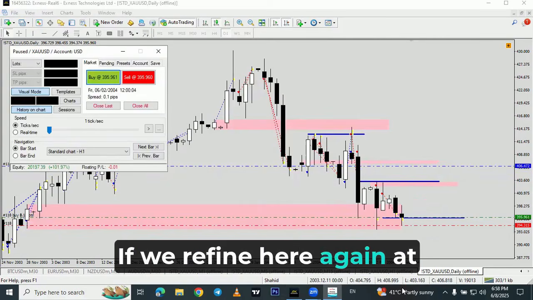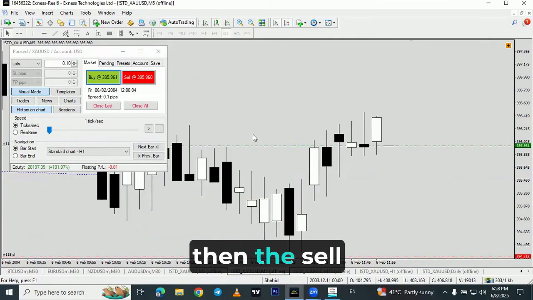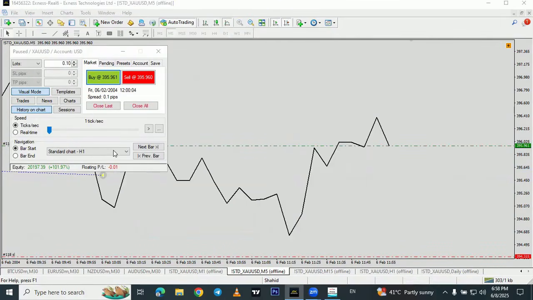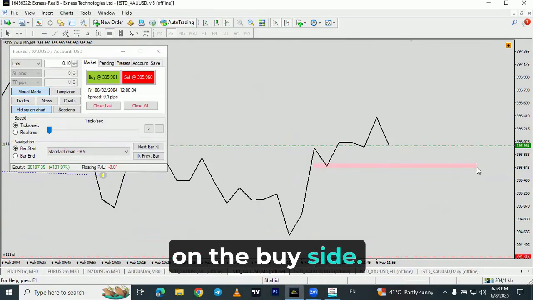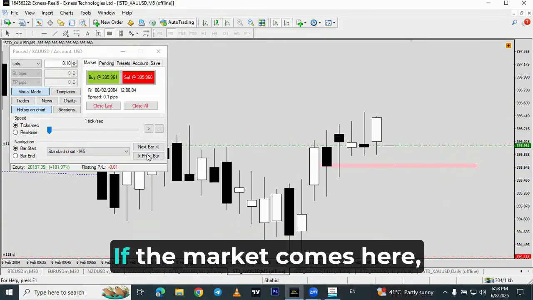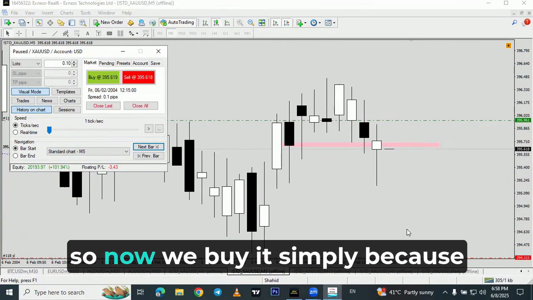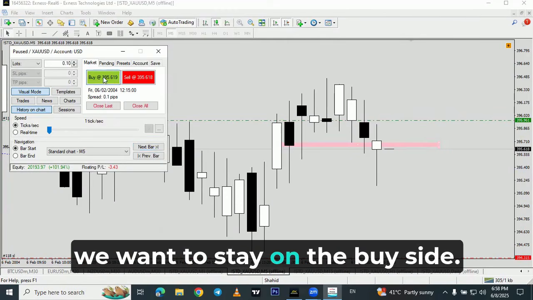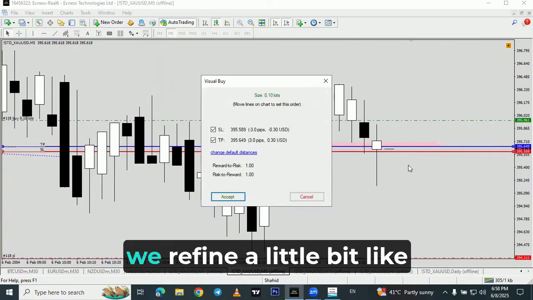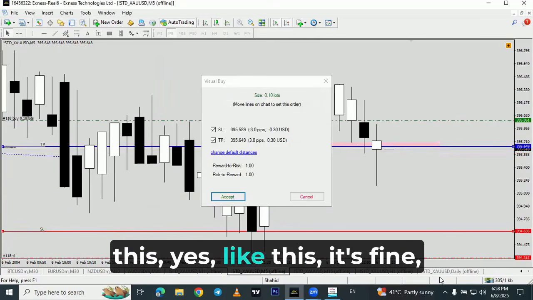If we refine here again at the 5 minute mark, then the sell side has already been on the buy side. There is range liquidity here. If the market comes here, we will take another buy. Look, you have picked it, so now we buy it simply because we want to stay on the buy side. Here we refine a little bit like this. Yes, like this, it's fine.